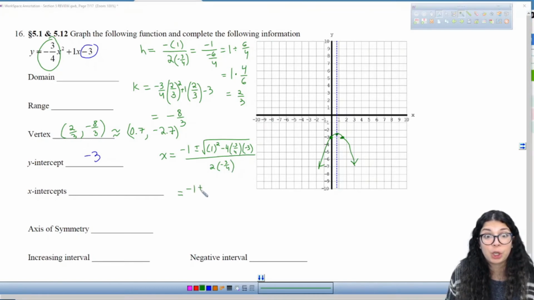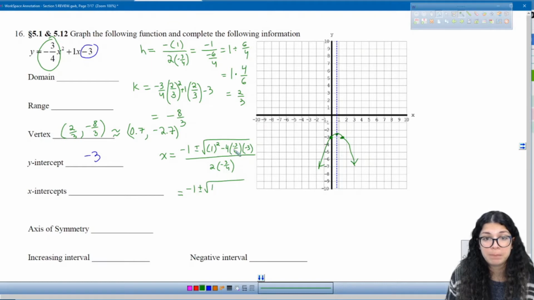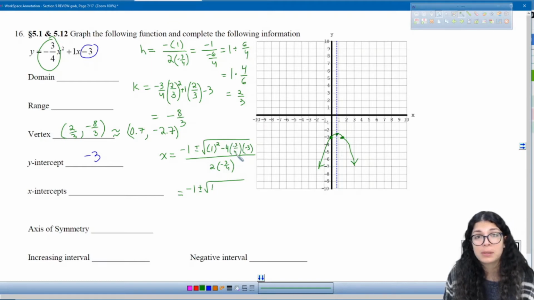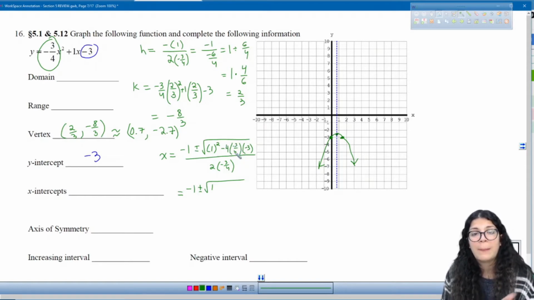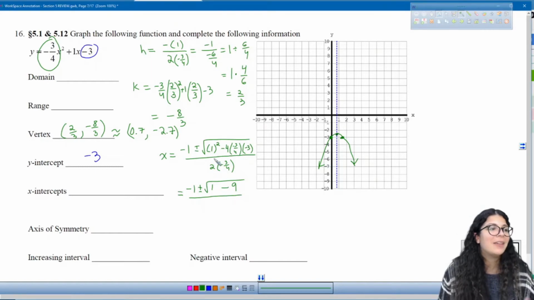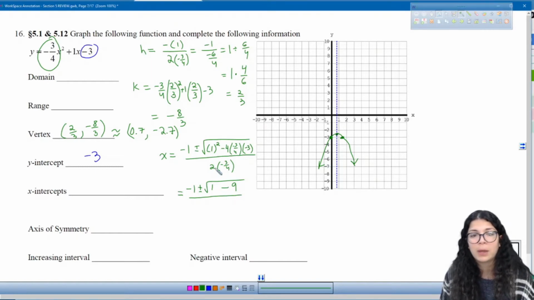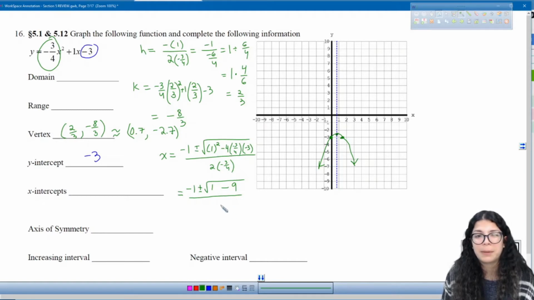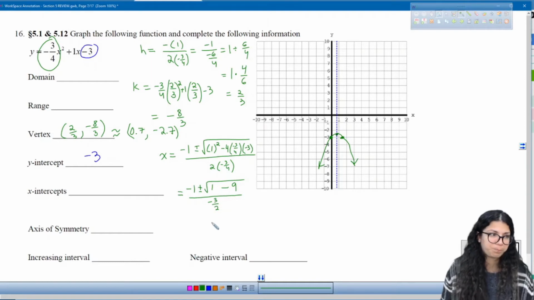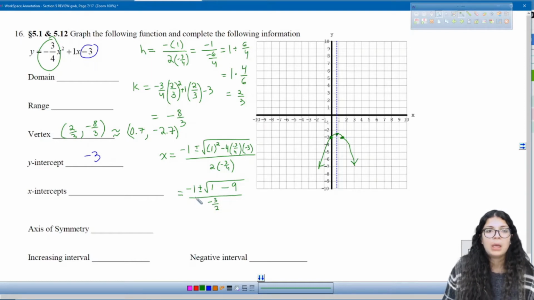Let's go ahead and simplify by terms, okay? So 1 squared is 1. -4 times -3/4. -4 divided by -4 is -1. And then -1 times -3 is +3. +3 times -3 is -9. Hopefully you followed me with that one. And then 2 times -3/4 will be -6/4, which would simplify to -3/2. -3/2. Okay. 1 minus 9 is, of course, -8.